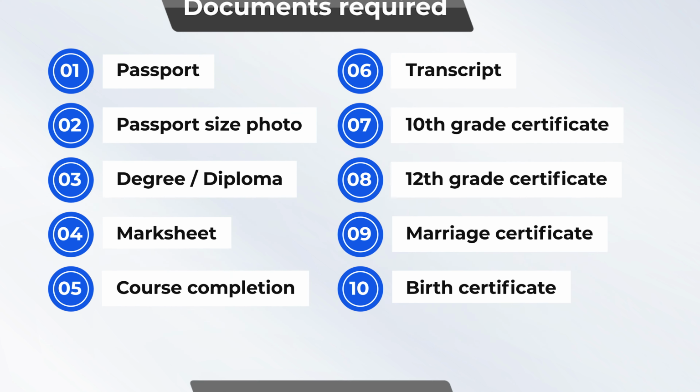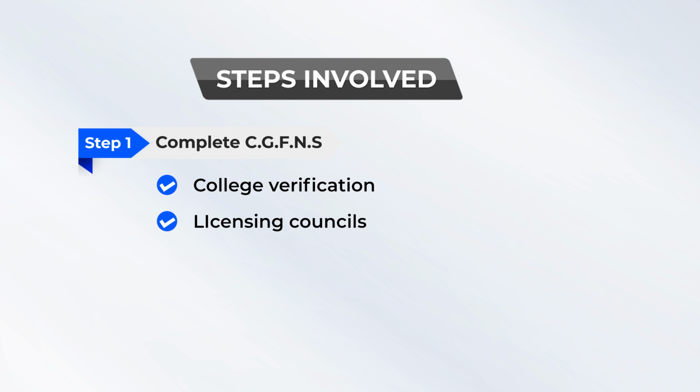Application steps are: step 1, we have to complete the CGFNS Credential Evaluation Service. That means complete verification from your nursing college for your education and from the licensing councils. Experience verification, CGFNS now they are not doing, but we have to give the information, we have to fill in the details where you had the experience. The supervisor details, the email ID, all these things we have to provide.